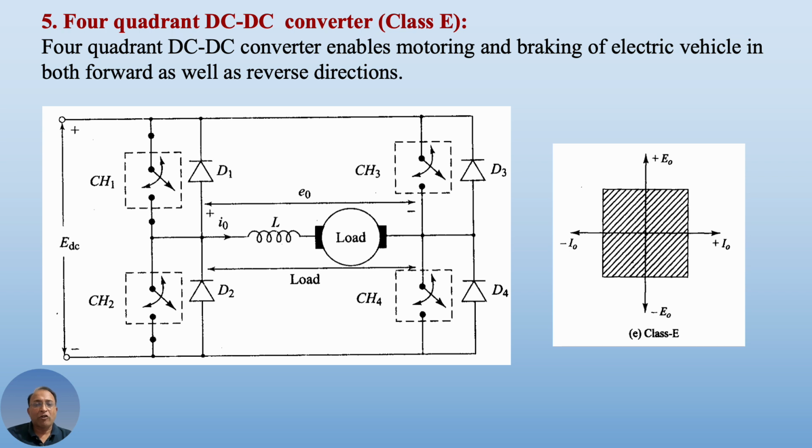Let us now understand the operation of a 4-quadrant chopper. The 4-quadrant chopper is also called a class E type of chopper. Please observe on the right-hand side the characteristics of the 4-quadrant chopper. It indicates operation of the chopper wherein it will work in all 4 quadrants: quadrant 1, then quadrant 2, then quadrant 3 and then quadrant 4. All 4 quadrant operations are possible with this type of chopper.